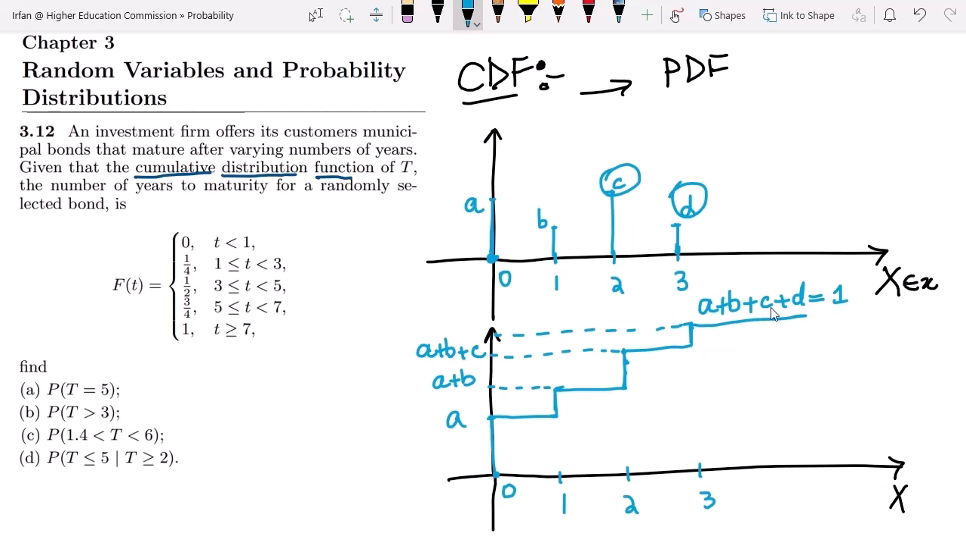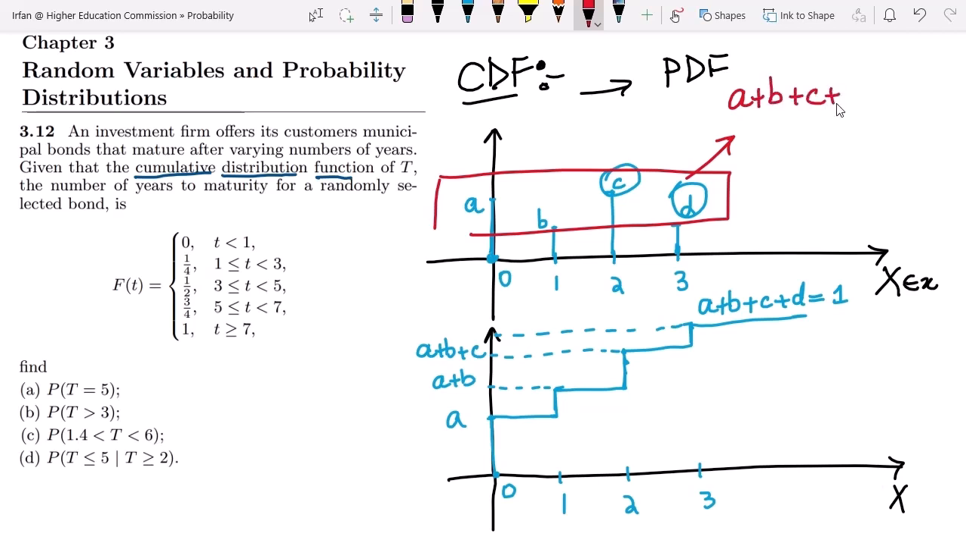Why is this so? Because the values of all these in the PDF will give me a plus b plus c plus d, which is equal to 1. This is the condition for the PDF, because all the probabilities here sum to 1, and that's why this value will be 1 as well. So that is about the CDF, the cumulative distribution function, because this distribution has been cumulated here in the form of this CDF.